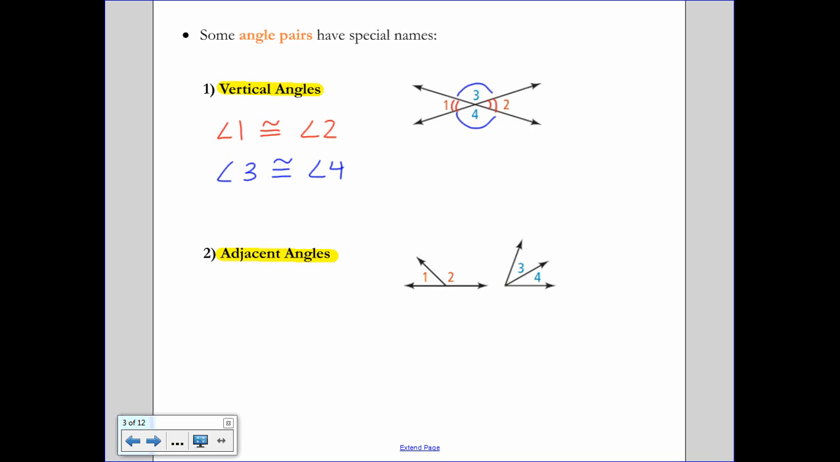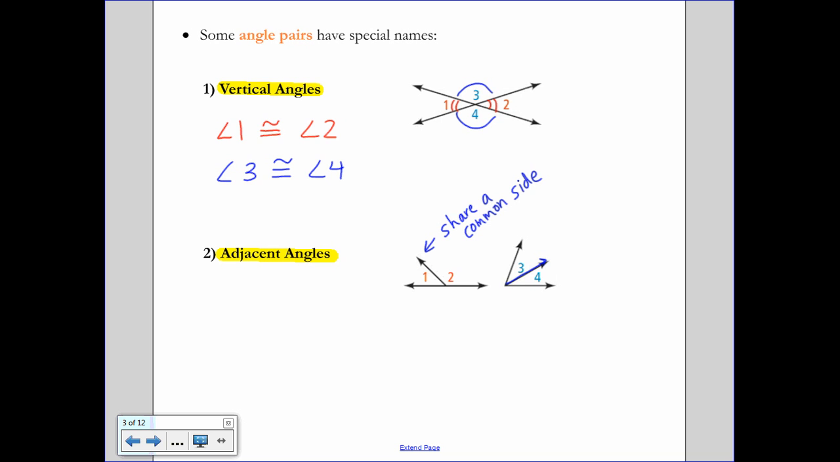Adjacent angles share a common side, or a common ray. So angle 1 and angle 2 in that picture have a shared side in between the two angles. And angle 3 and angle 4 in the other picture also have a shared side right in between the two. So adjacent angles just share a side, and they don't have any relationship between them necessarily. Right? They're not equal to each other necessarily.